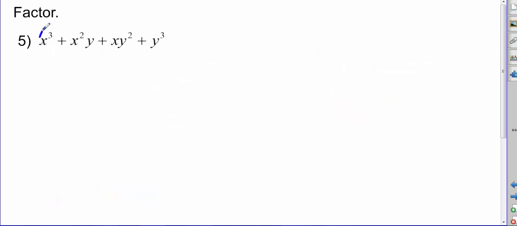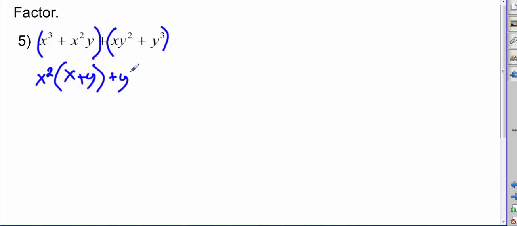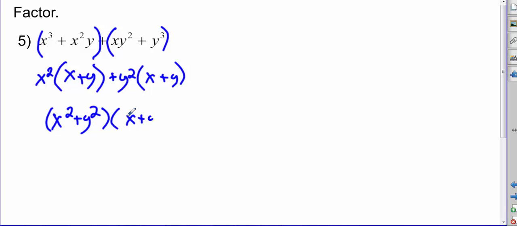Okay, number 5, here we go. Let's draw our set of parentheses, like so. This first set of numbers I want to factor out an x squared. So that's going to leave me with x plus y. This second set I'm going to factor out a y squared. And that's going to leave me with an x plus y. So, distributive property backwards. X squared plus y squared, and we're going to multiply that by x plus y.